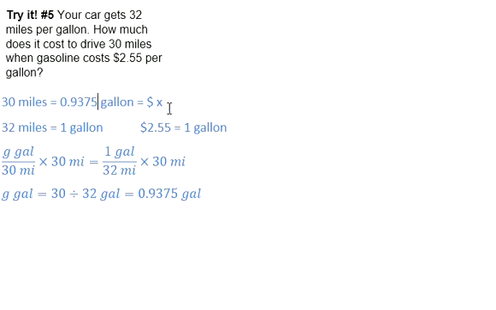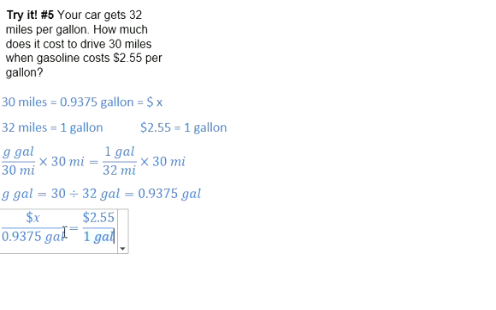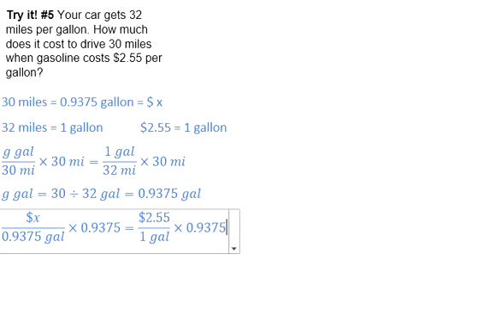So now I want to know how much money will it cost to buy that number of gallons. So I say X dollars for 0.9375 gallons is going to equal $2.55 per 1 gallon. Okay, so getting rid of this denominator, I'm going to multiply both sides by 0.9375 gallons. Sorry, I forgot the unit. Very important.